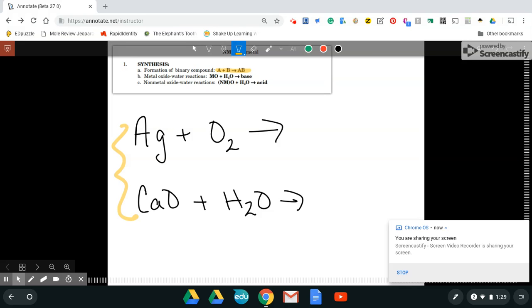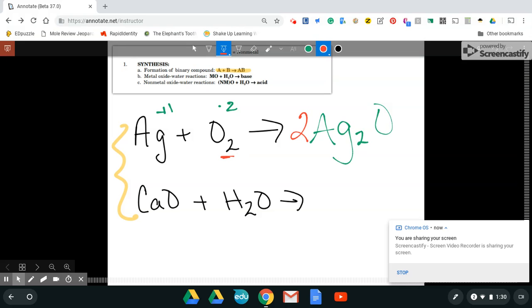So if you're looking at the first one, you've got silver and you've got oxygen. So if you're putting together these two, silver has a charge of +1. Oxygen has a charge of -2. So this is going to be, remember we cross, Ag2O. Now, you realize that this is not a balanced equation, so if you wanted to balance this, you could put a 2 here.